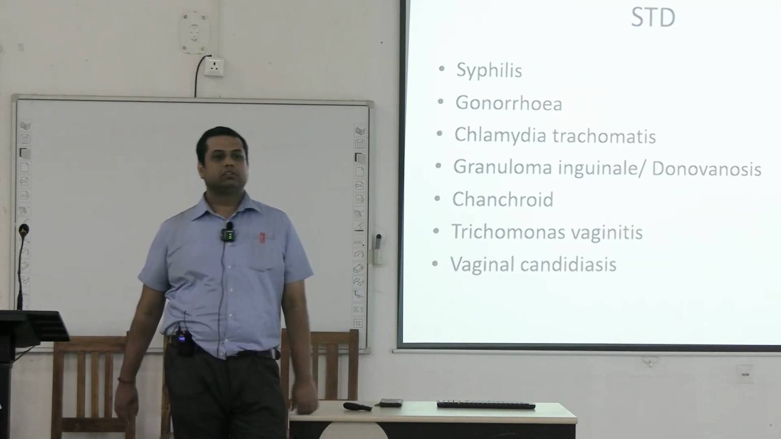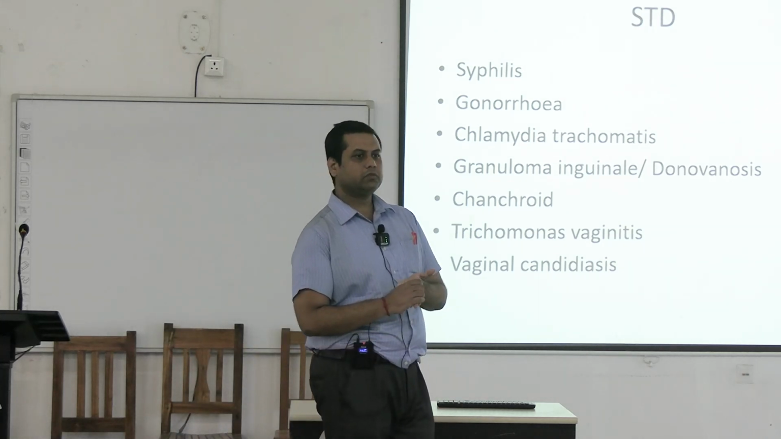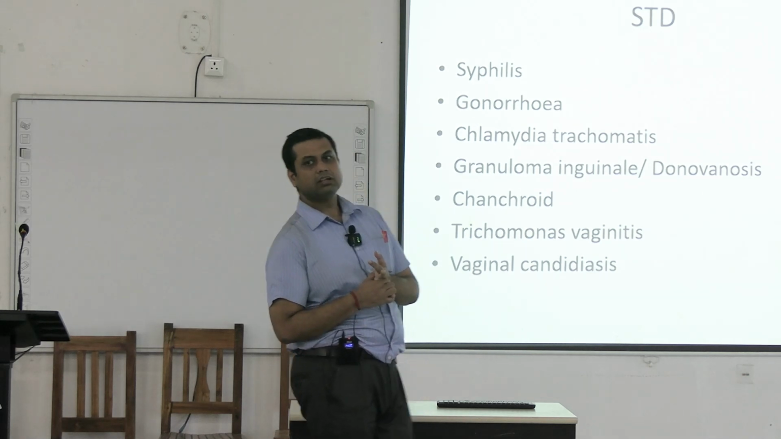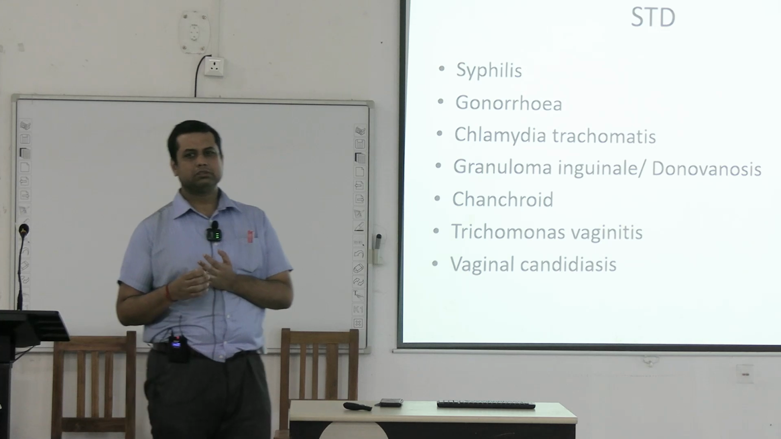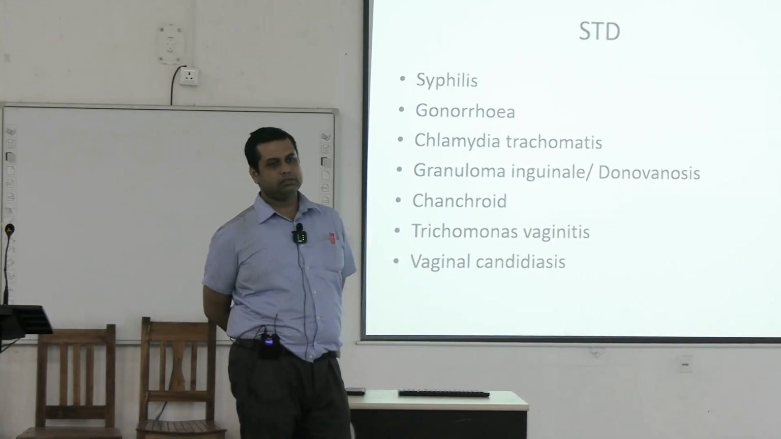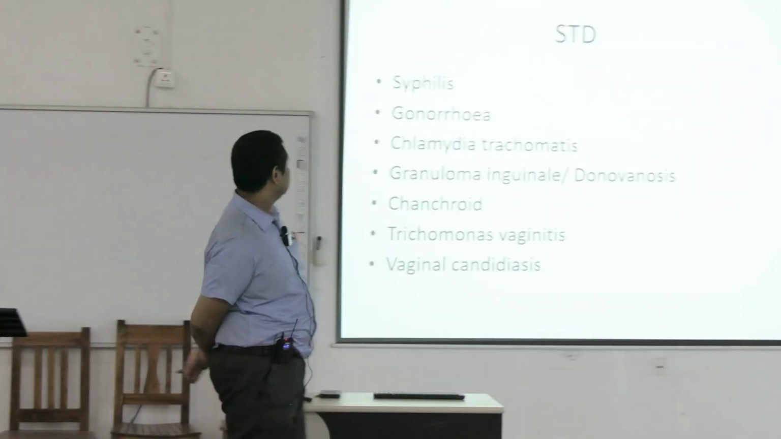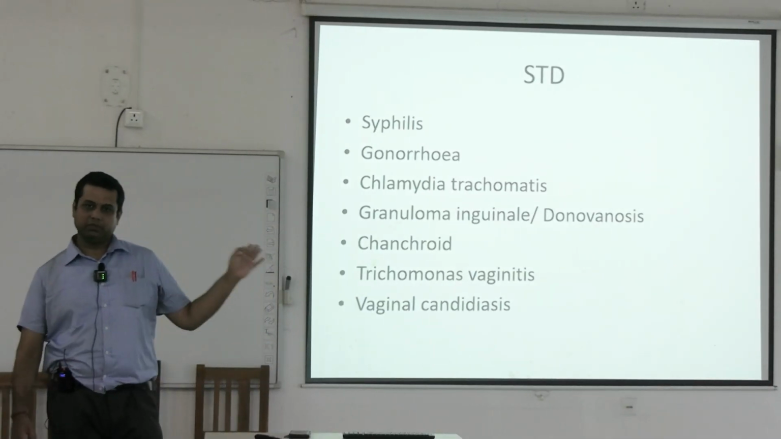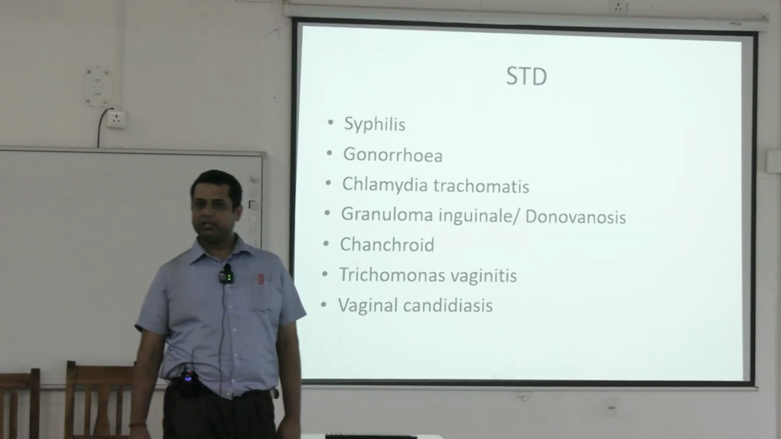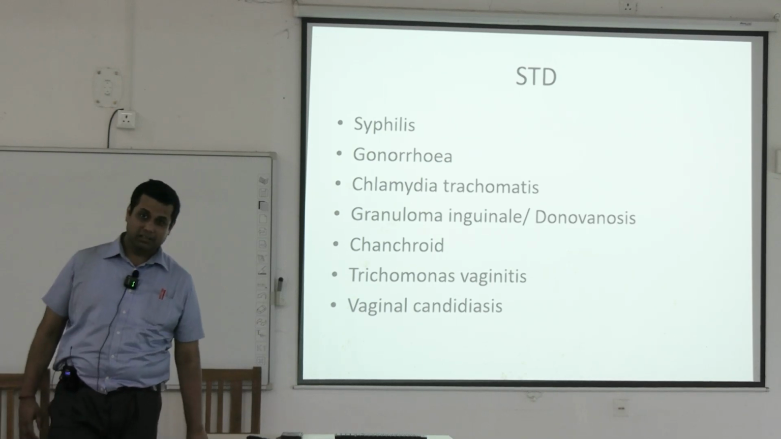Now we come to the STD. Most common organism of STD? Look, nowadays HIV is the most common. Okay, before HIV syphilis was one of the most common. The organism is Treponema pallidum. Type of syphilis?